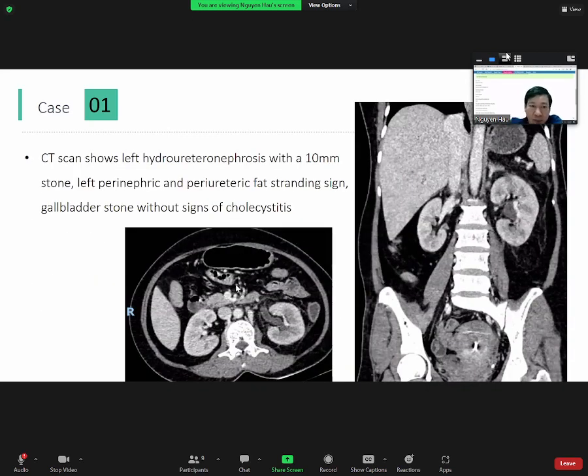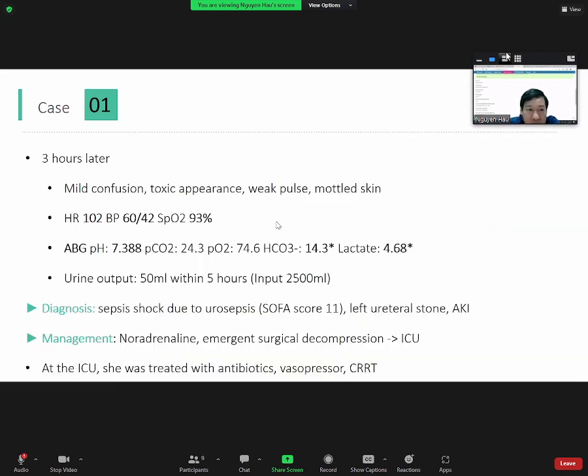CT scan of the patient. The CT scan showed left hydroureteronephrosis with a 10 millimeter stone, hydronephrosis of the left kidney, left perinephric and periureteral fat stranding sign, and a gallbladder stone with signs of inflammation.